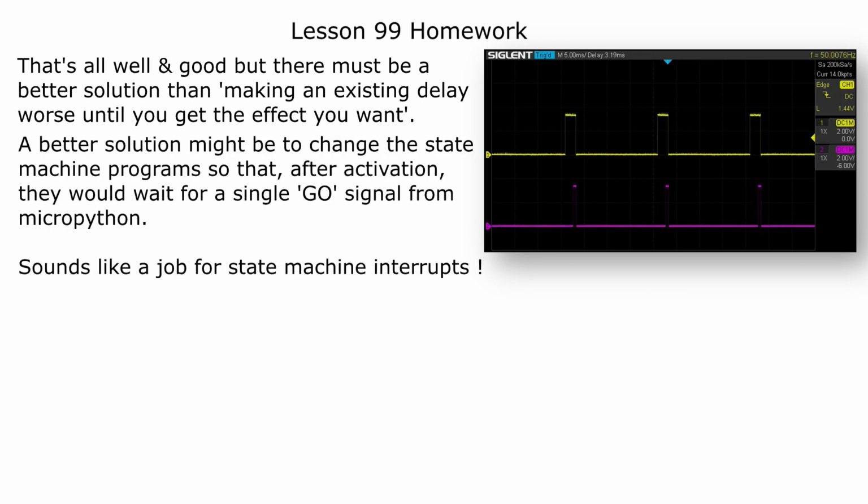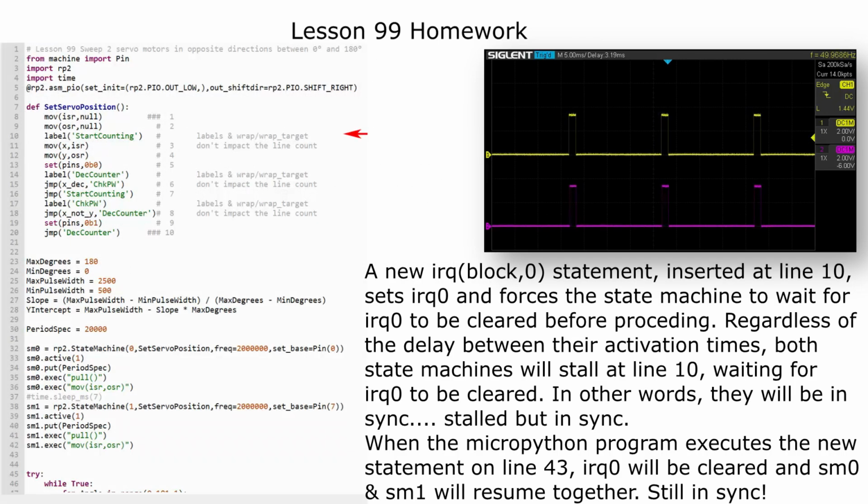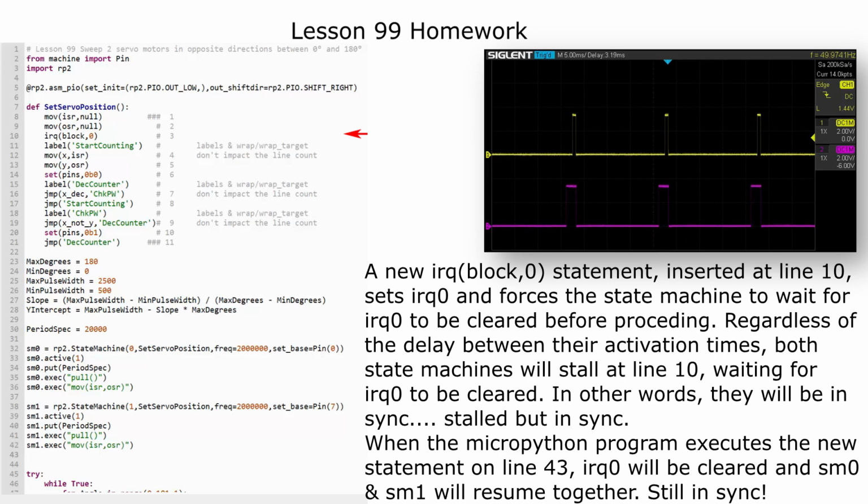A better solution might be to change the state machine programs so that after activation, they would wait for a single go signal from MicroPython. Sounds like a job for state machine interrupts. A new IRQ block 0 statement inserted at line 10 sets IRQ 0 and forces the state machine to wait for IRQ 0 to be cleared before proceeding.